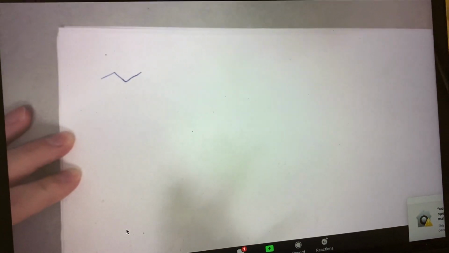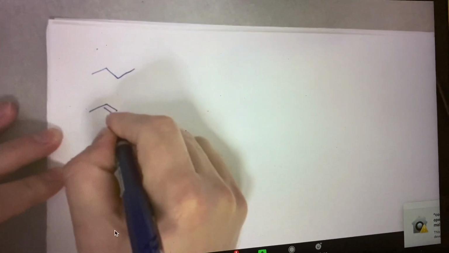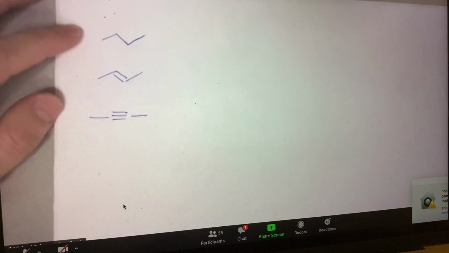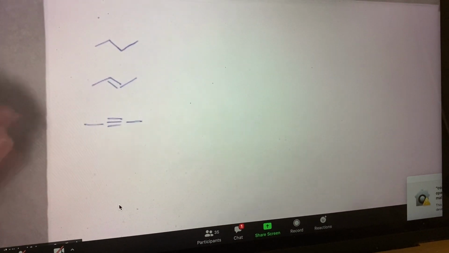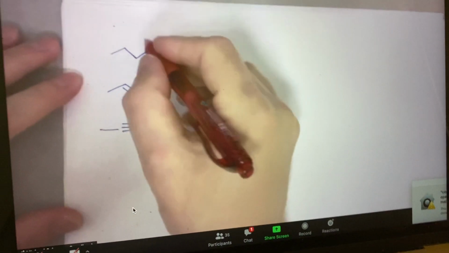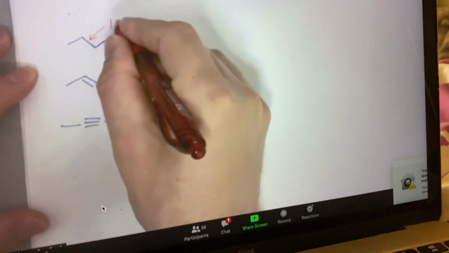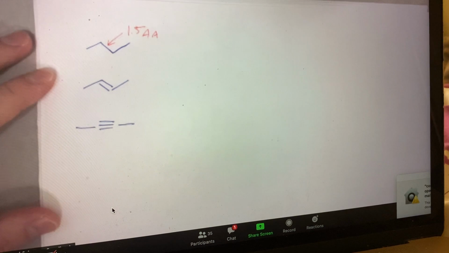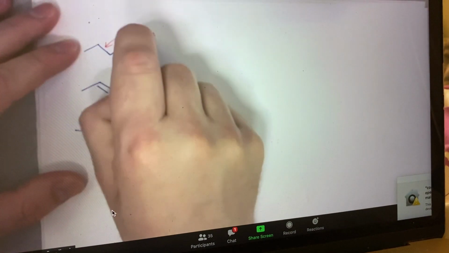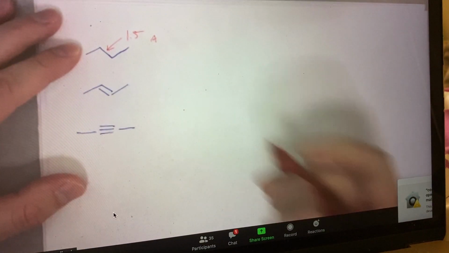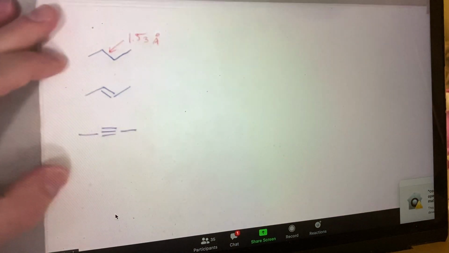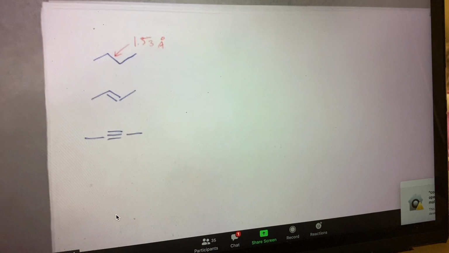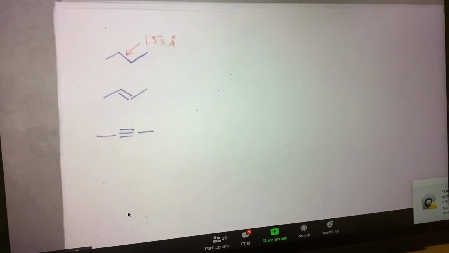We're going to talk a little bit about the anatomy of conjugated dienes right away. First, we're going to draw butane, and then we're going to draw butene, and then we'll draw 2-butyne. So we have butane, 2-butene, 2-butyne. And the central carbon-carbon bond distance is 1.53 angstroms. These are not numbers you need to memorize. A very short unit of length. And for an alkane, the carbon-carbon bond is about 1.53 angstroms.